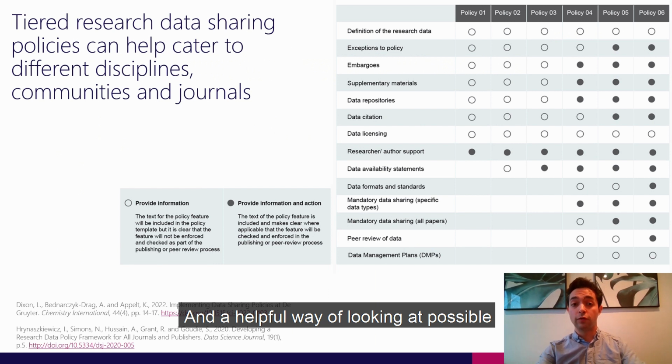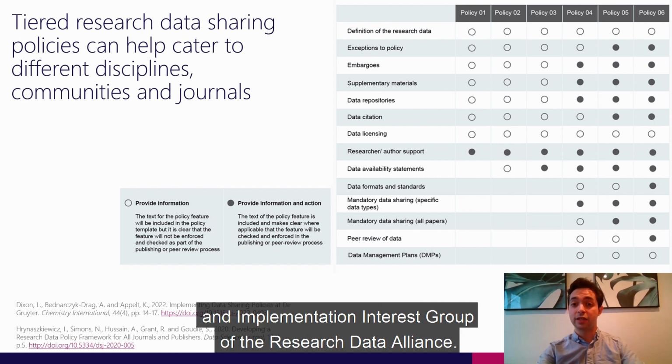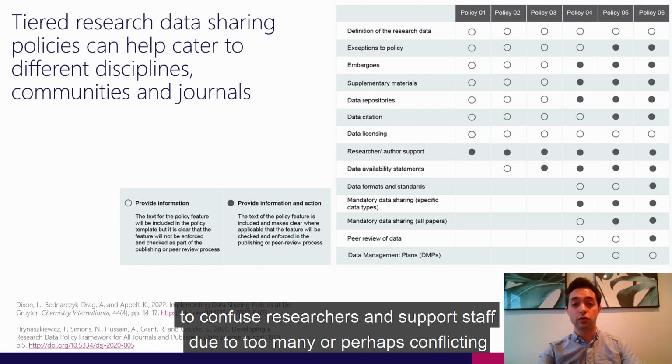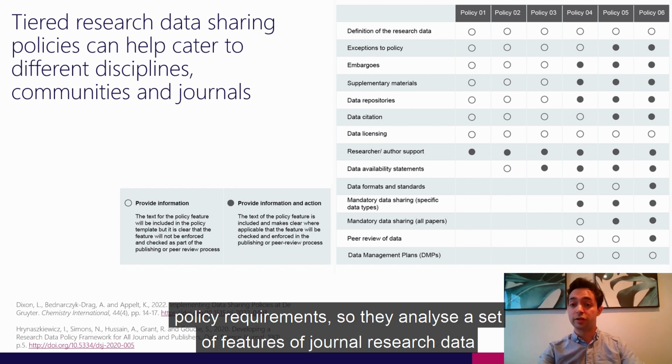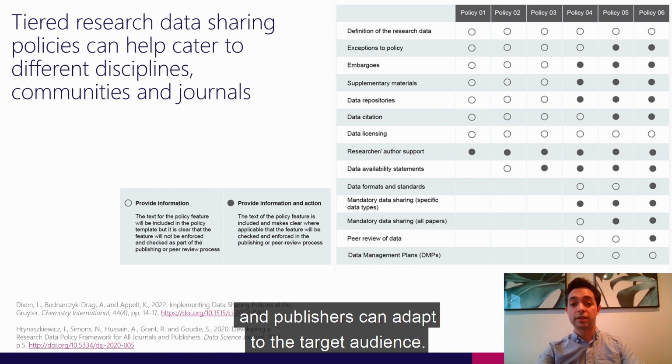And a helpful way of looking at possible positions that a journal can take with regard to research data has been developed by the Data Policy Standardization and Implementation Interest Group of the Research Data Alliance. Their thinking was that an increase in data-related policies had the potential to confuse researchers and support staff due to too many or perhaps conflicting policy requirements. So they analyzed a set of features of journal research data policies and arranged these in 6 policy types or tiers that journals and publishers can adapt to their target audience.